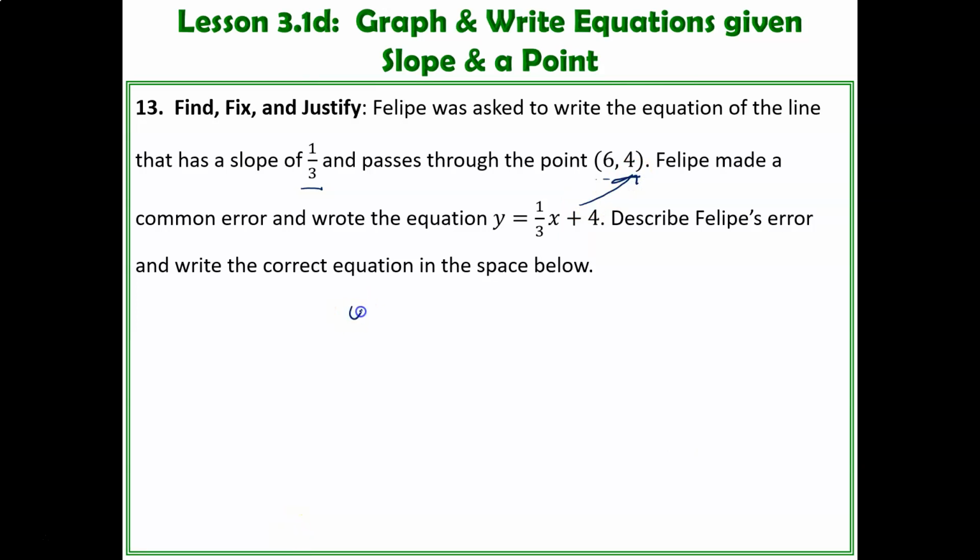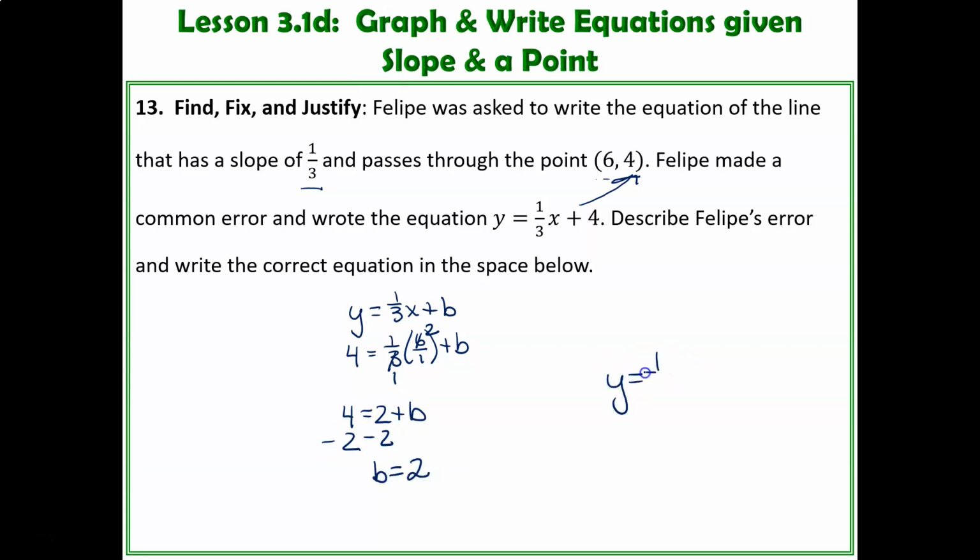So what he needs to do is he needs to plug in what we got for slope and use the coordinates and plug them in and solve for our new y-intercept. So 3 goes into 3 once and into 6 2 times. I'm going to subtract 2. My new b is 2. His equation should be y equals 1/3 x plus 2. So just because that's the y coordinate does not mean it's the y-intercept. You have to plug your coordinates from your ordered pair into the equation.